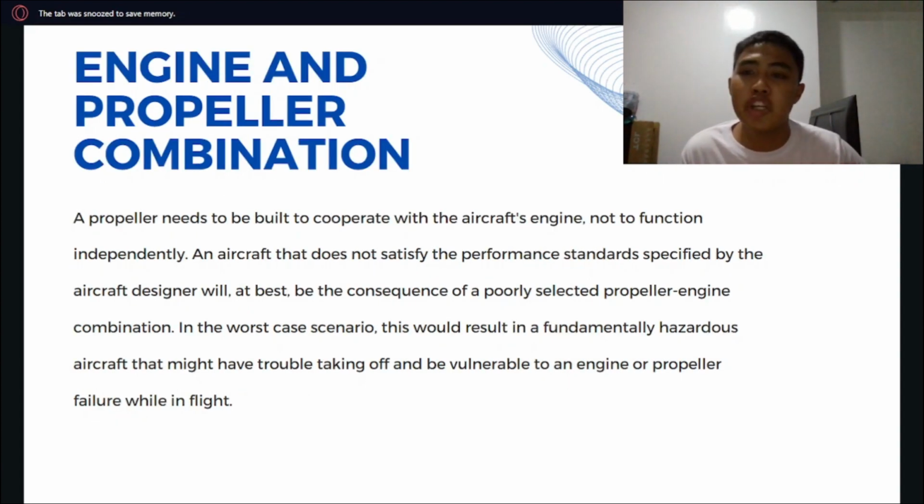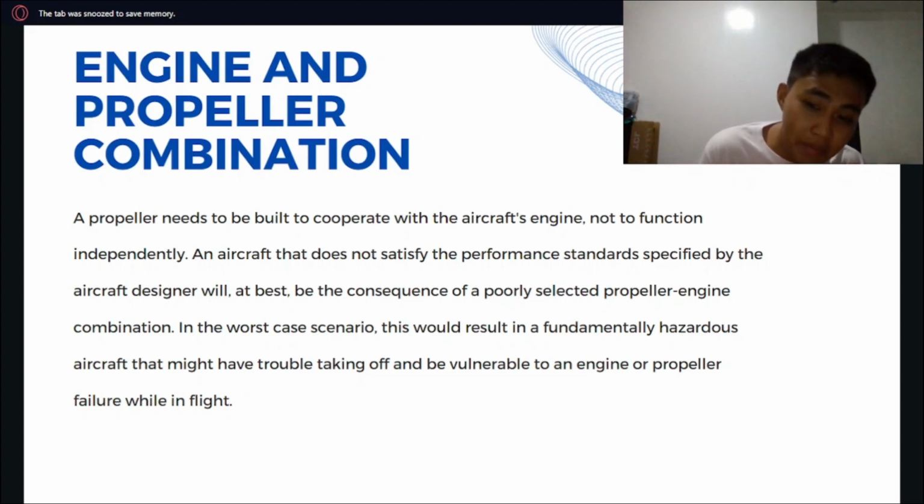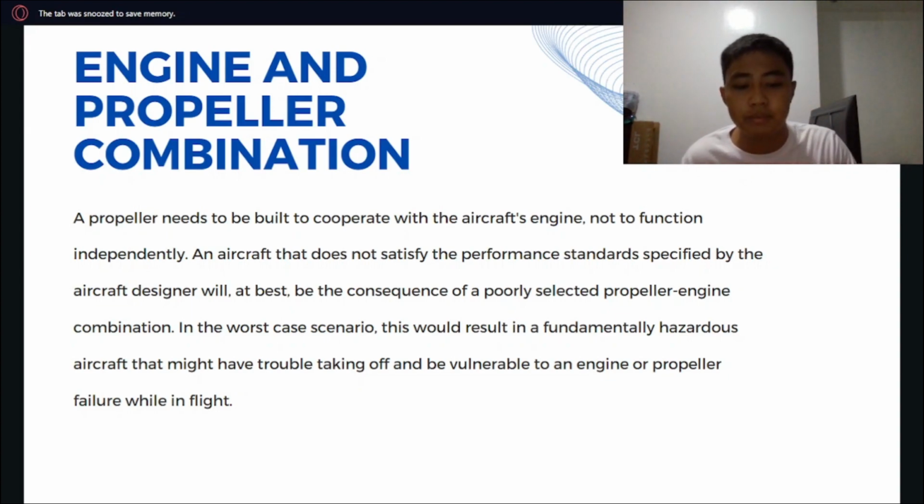So next is the engine and propeller combination. A propeller needs to be built to cooperate with an aircraft's engine, not to function independently. An aircraft that does not satisfy the performance standards specified by the aircraft designer will at best be the consequence of a poorly selected propeller and engine combination. In the worst case scenario, this would result in a fundamentally hazardous aircraft that might have trouble taking off and be vulnerable to an engine and propeller failure while in flight.